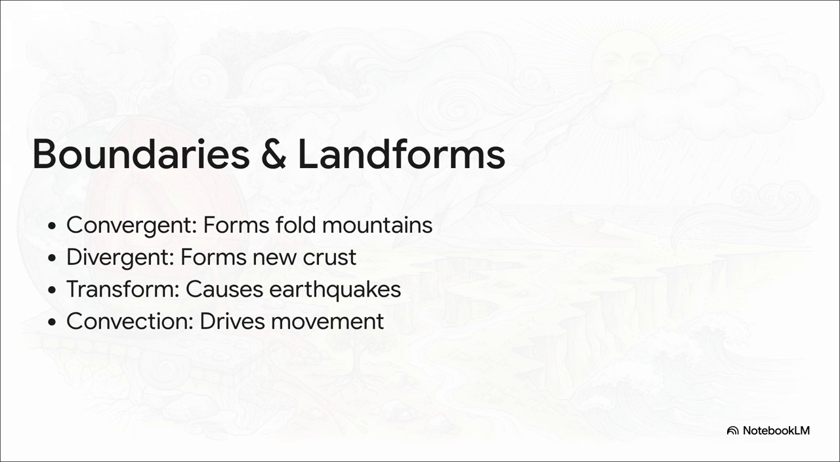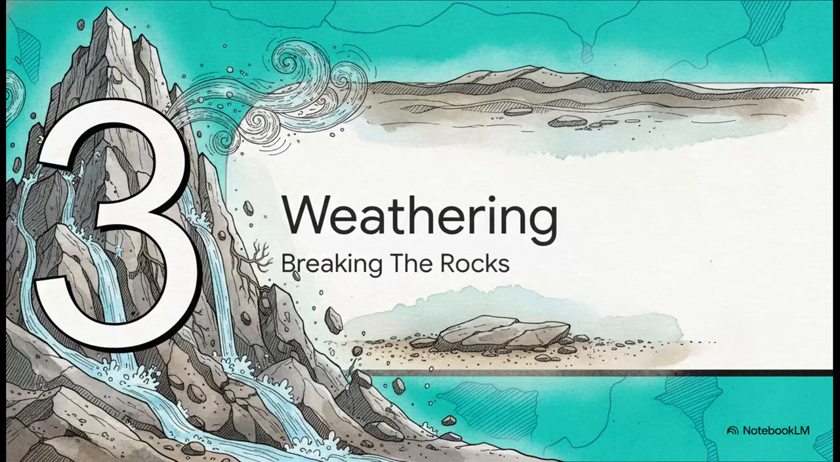This is where plates pull apart from each other, which allows magma to rise up and create brand new crust. The Mid-Atlantic Ridge is a perfect example of this. And finally, transform boundaries. This is where plates stubbornly slide past one another, building up massive tension until snap. They shift, causing severe earthquakes like we see at the San Andreas Fault. And the engine driving this whole shebang, convection currents. Intense heat from the Earth's core boils the mantle, driving this nonstop movement. Which brings us to part 3, weathering, breaking the rocks, the outside chisels.